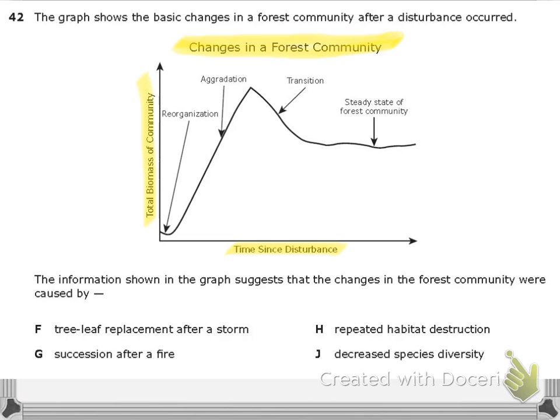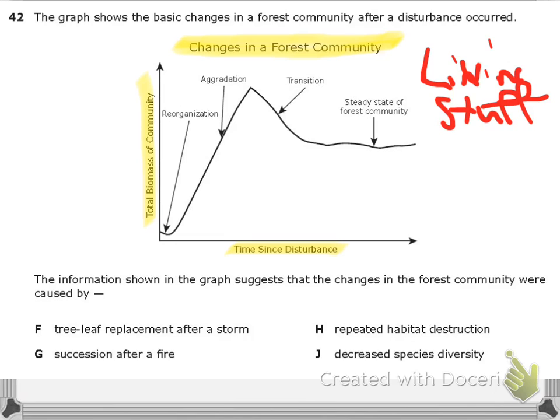Alright, so something to note. Biomass is essentially stuff. So bio means living. Mass means stuff. It's very bad handwriting, but we'll have to work with it. Alright, so living stuff, right? Okay, the information shown in the graph suggests that the changes in the forest community were caused by what?